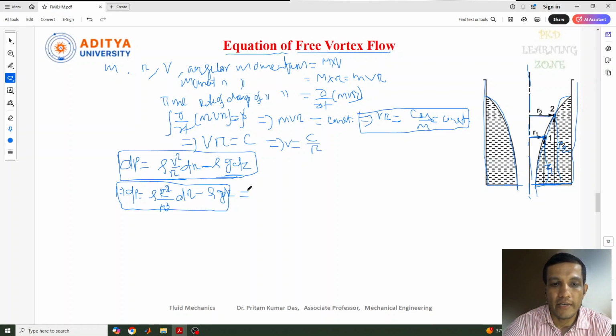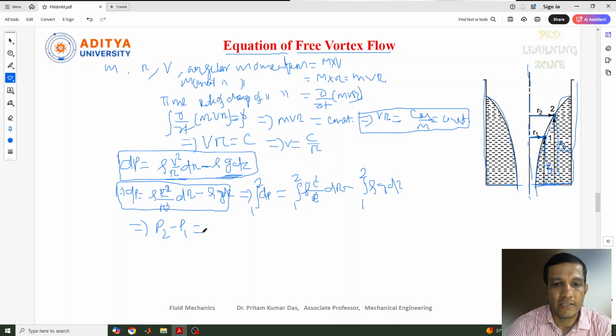So if you integrate this, let me write the integration of dP from 1 to 2. Similarly, the integration from 1 to 2 of rho C square by R cube into dr, minus again the integration from 1 to 2 of rho g dz. So this is the equation. Now we'll start the integration part. The integration of dP will give P, with upper and lower limits 2 and 1, so you can write P2 minus P1.